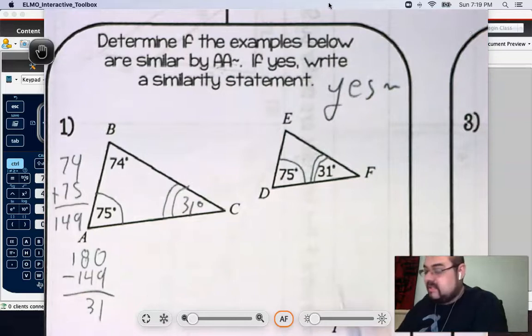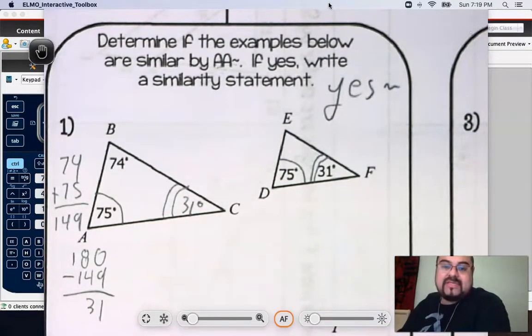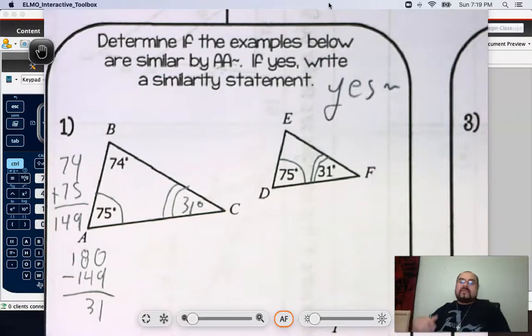Okay, I'm just going to put yes and then the similar statement. Remember, it's just one wavy line. The congruent statement was the wavy line with the equal sign underneath it. Similarity statement is just the wavy line.